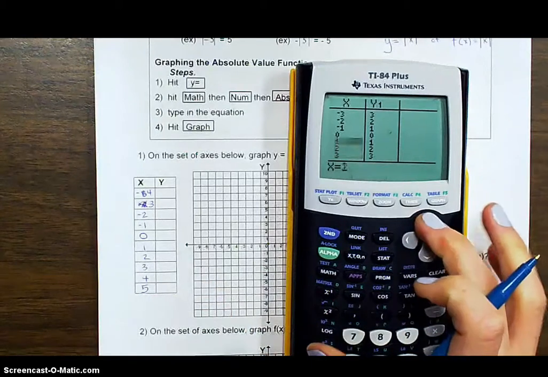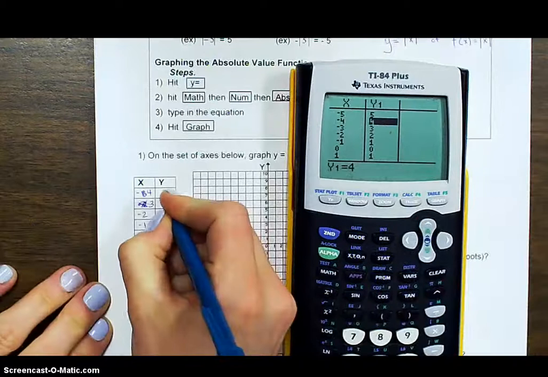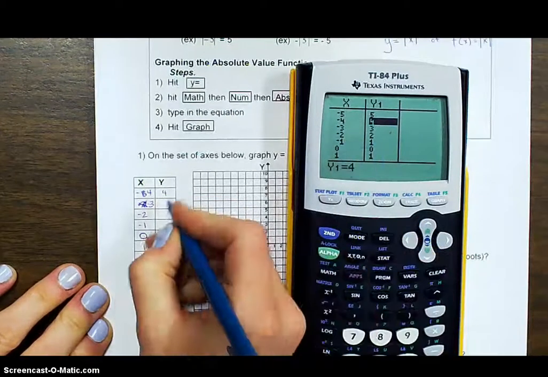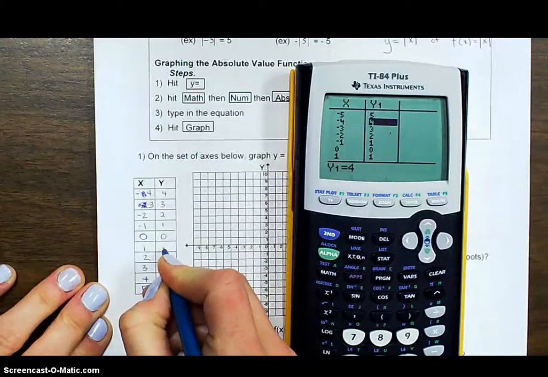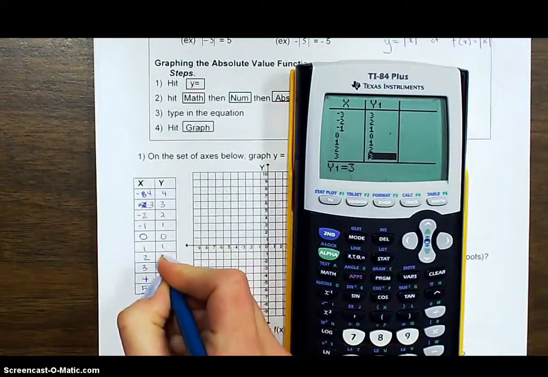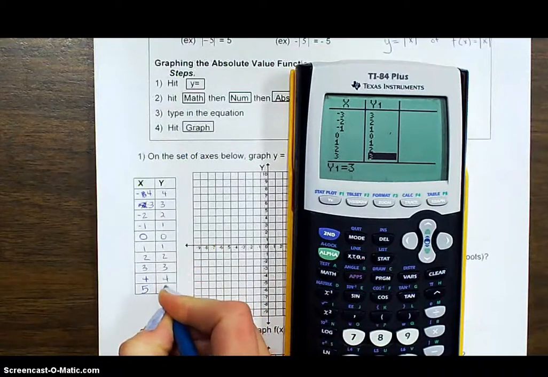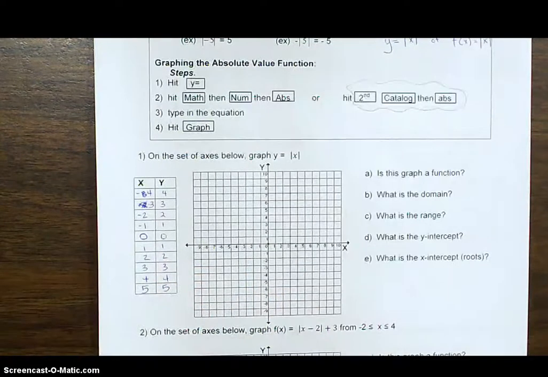Okay, so let's take a look then. If my x value is -4, my y value is 4. -3, we have 3, 2, 1, 0, and now we're going to go back up. It looks like we're going back up into the positives. 1, 2, 3, 4, and 5. So we have our table of values, and now we can go ahead and graph this.